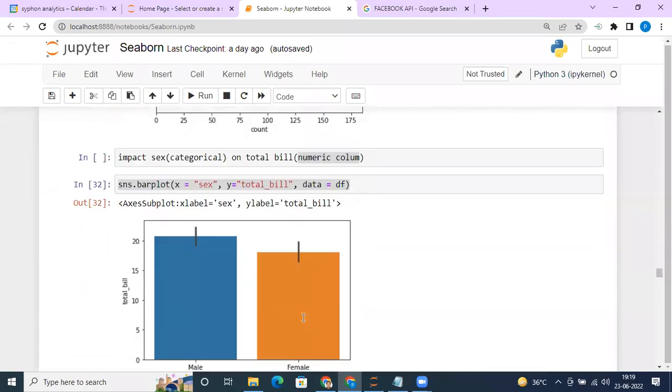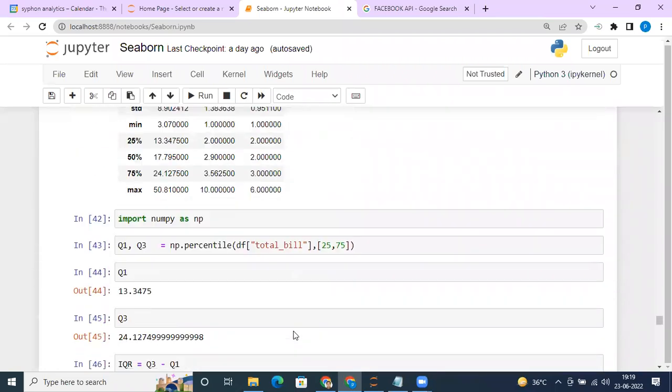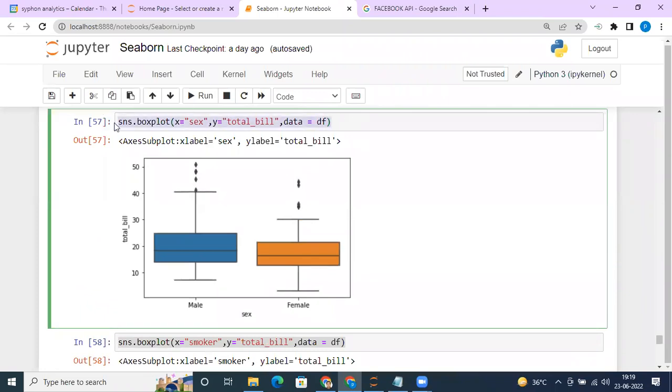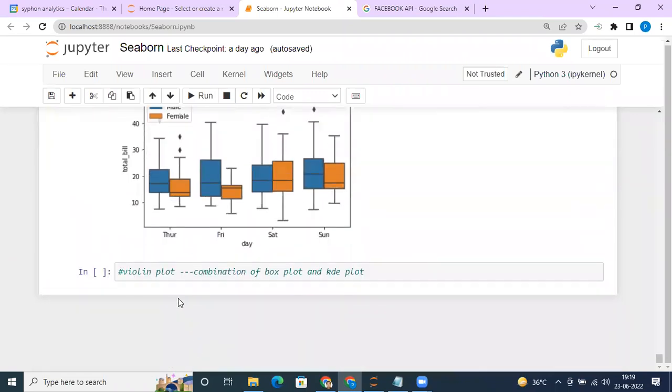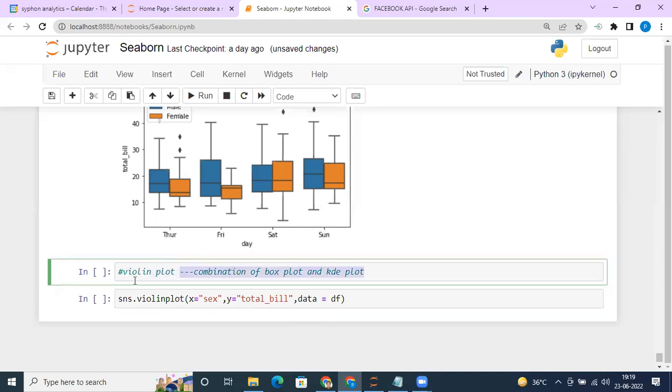So what I can do, let me pick the same graph, any graph we can pick up. Yeah, let me pick this one. And instead of box plot, I would just mention here violin plot. That's it. So we'll see two graphs in one visual: box plot plus KDE plot. Although, honestly speaking, rarely are you going to use this. I don't think you will be using it anytime.